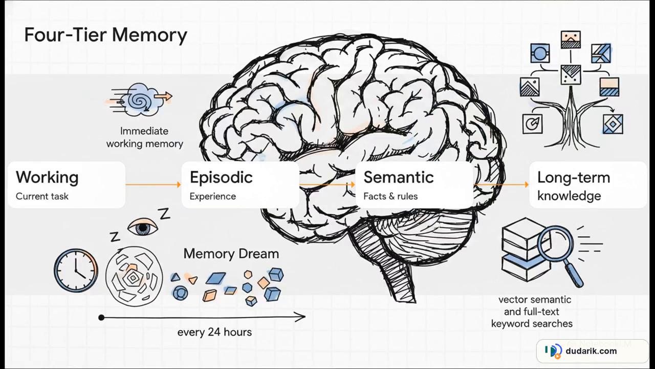It actually mimics human cognition across 4 distinct tiers, moving from immediate working memory all the way down to a raw audit base. It even has this wild memory dream consolidation process that runs every 24 hours. It literally takes scattered memories and structures them into long-term knowledge, using both vector semantic and full-text keyword searches.